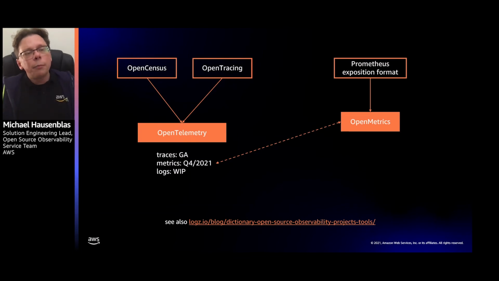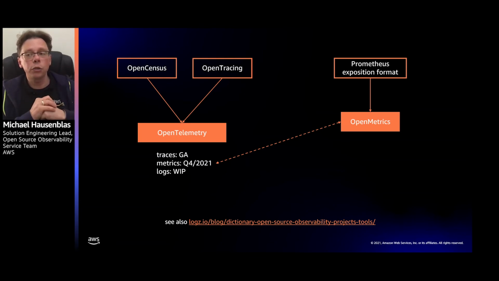One word on open specifications or de facto standards. The OpenTelemetry project, as I mentioned, is there, and this is there to stay. It came out of a merger of two other CNCF projects called OpenCensus and OpenTracing. In OpenTelemetry, we currently have the traces. They're already GA, meaning they are stable.